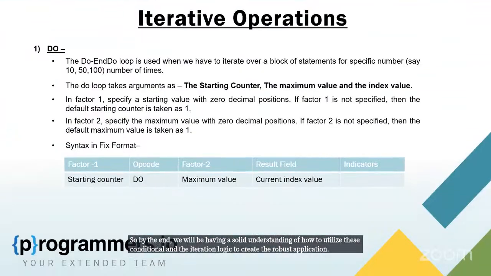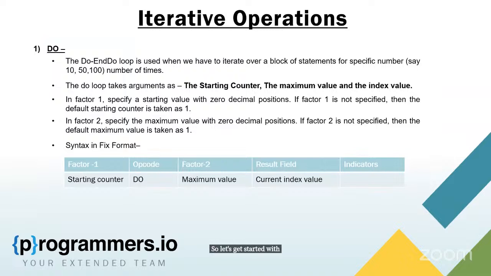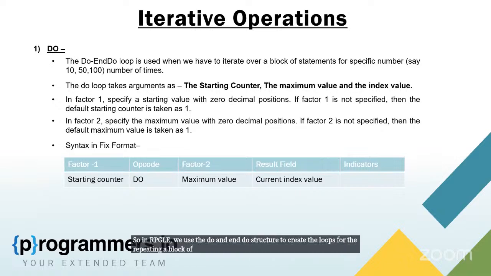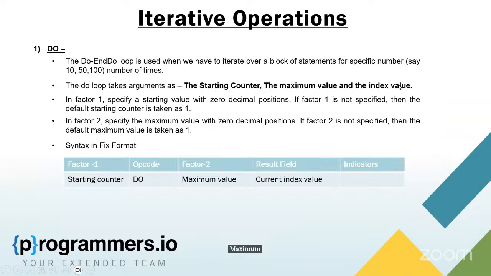So let's get started with our first iterative operation, that is do. In RPGLE, we use the do and end do structure to create loops for repeating a block of code, let's just say for a specific number of times, it can be 5, 10, 20 times. So this do loop takes arguments such as starting counter, maximum value, and the index value. We can see the syntax which is in the fixed format.